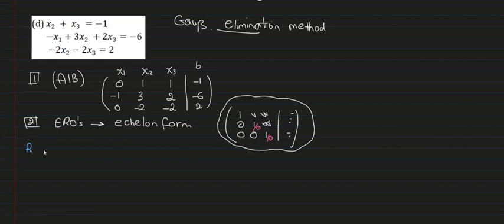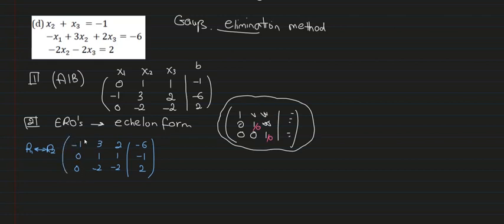So we will exchange row 1 with row 2, and therefore we will have negative 1, 3, 2 off negative 6, and then below it 0, 1, 1, and negative 1, and finally we have 0, negative 2, negative 2, and 2.